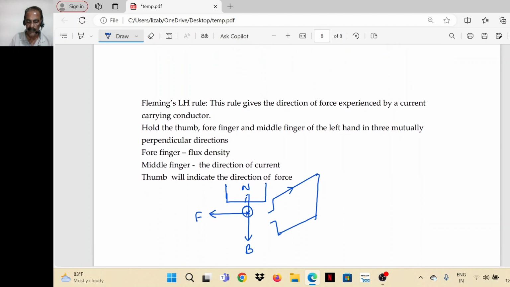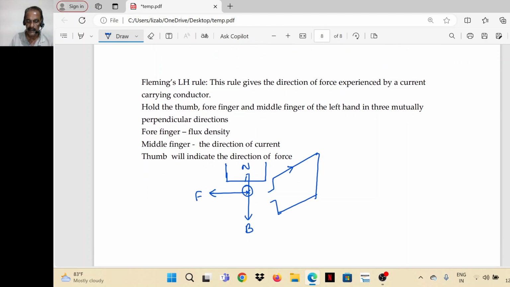The last is Fleming's left-hand rule, which is meant to find out the direction of force experienced by a current-carrying conductor in a magnetic field. So this rule gives the direction of force experienced by a current-carrying conductor. Now the rule is: hold the thumb, forefinger, and middle finger of the left hand in three mutually perpendicular directions. This time it is the left hand. So forefinger in the direction of flux density, middle finger in the direction of current, then see what is the direction of the thumb. That will be the direction of force experienced by this conductor.